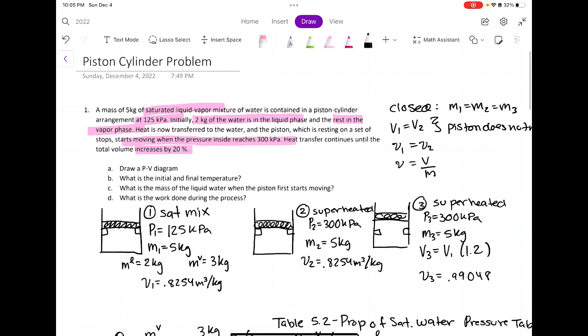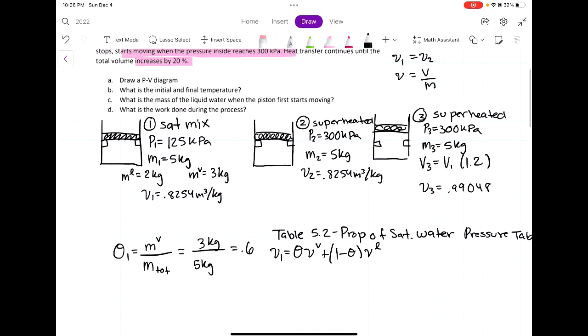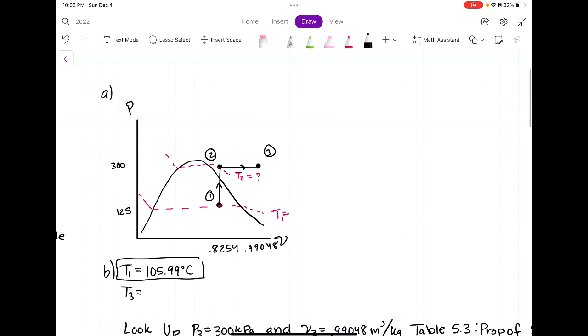Question C says, what is the mass of the liquid water when the piston first starts moving? The piston first starts moving at state 2, right? That's when it's about to begin. And at state 2, it's superheated. When a substance is superheated, there is no liquid in sight. In a saturated mixture or in a compressed liquid, yes, you do have liquid. But when it's superheated, everything is in the vapor state.